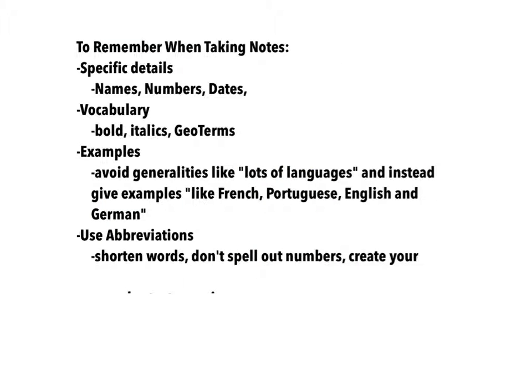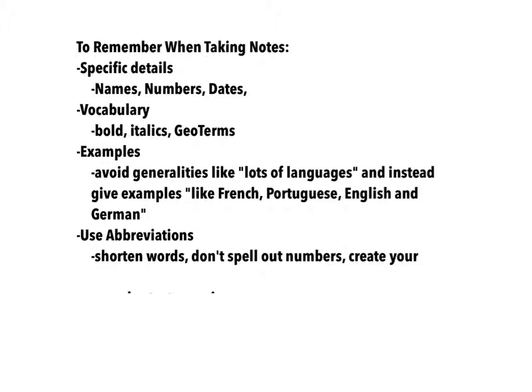Some things that I want you to remember while you're taking notes, and these things apply to any kind of notes that you're taking. You always want to be specific. If they give you names, numbers, dates in the text, get those in your notes. You're not likely to remember them off the top of your head, but if you have them recorded, you can go back, access them again, and remind yourself. If you come across any vocabulary while you're working, definitely want to include that. And things that set vocabulary apart would be seeing the word in bold, italics, or using those geoterms that we come across at the beginning of each chapter reading.